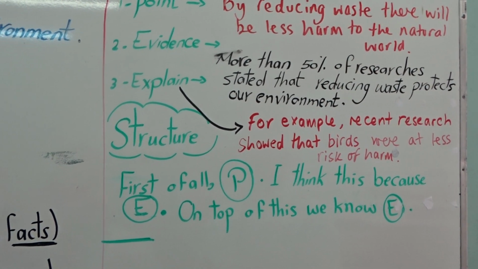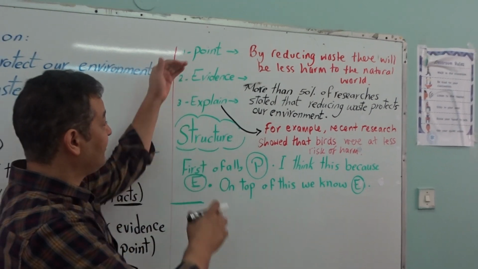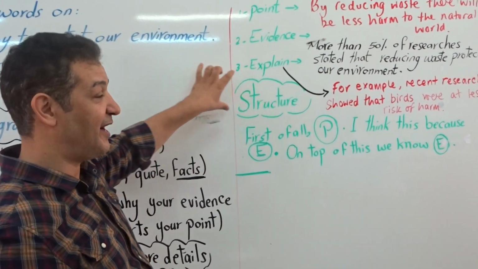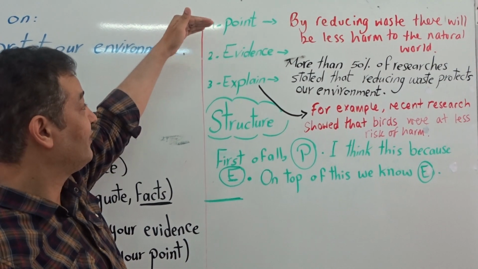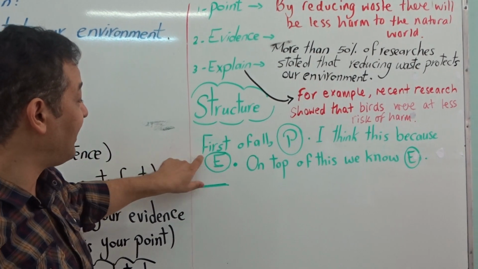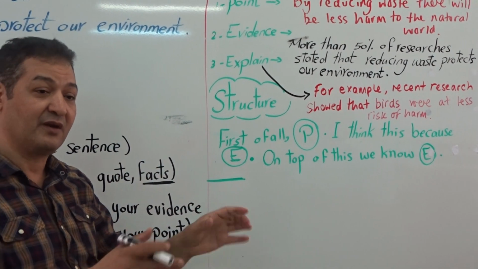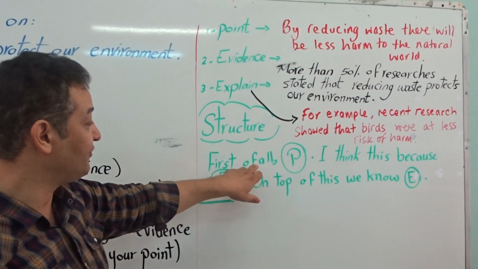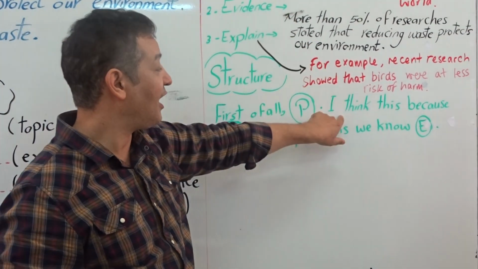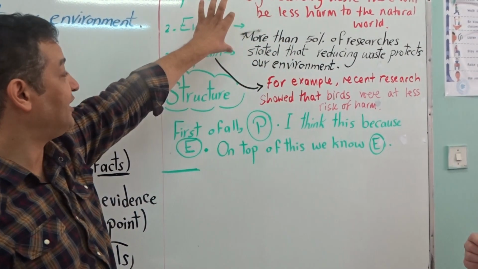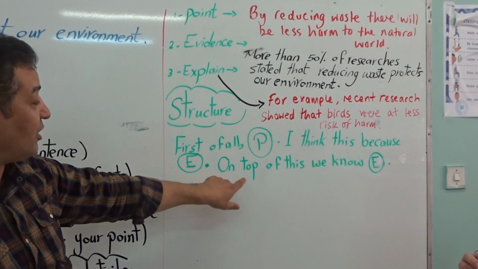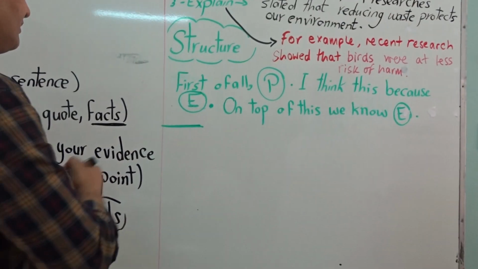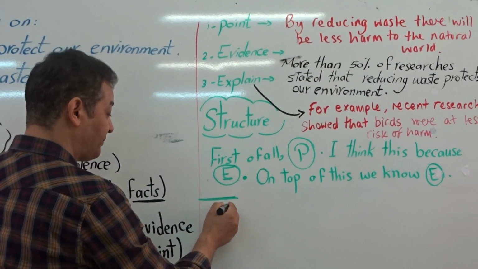Thank you very much, Mr. Hugh. But now you have to put the point, evidence, explain in a structure, in a structure of a paragraph. You can't write them separately like this. You can use this structure to help you write your paragraph academically and systematically. Like this. First of all, state your point. I think this because, state your evidence. Then, on top of this, we know you can state your explanation. Like this. This is the final draft of your paragraph.